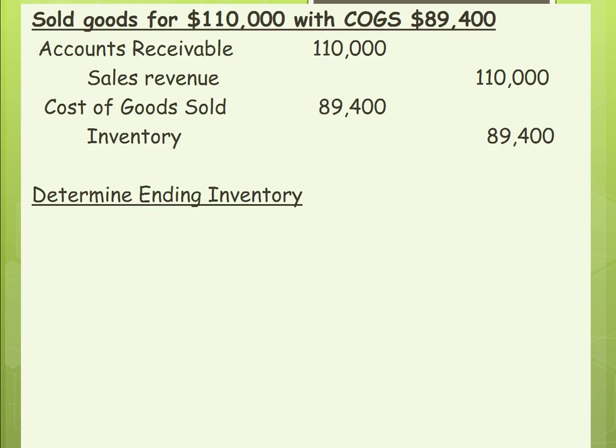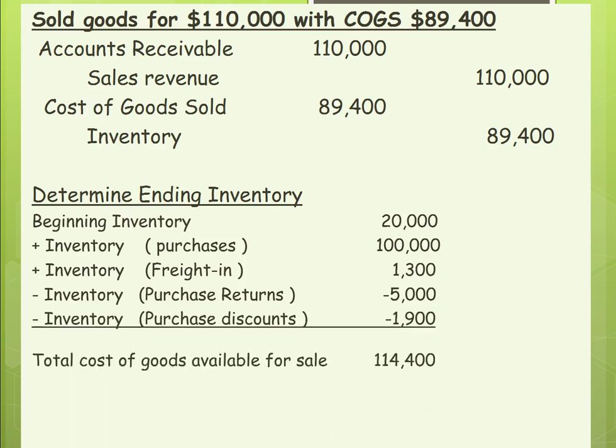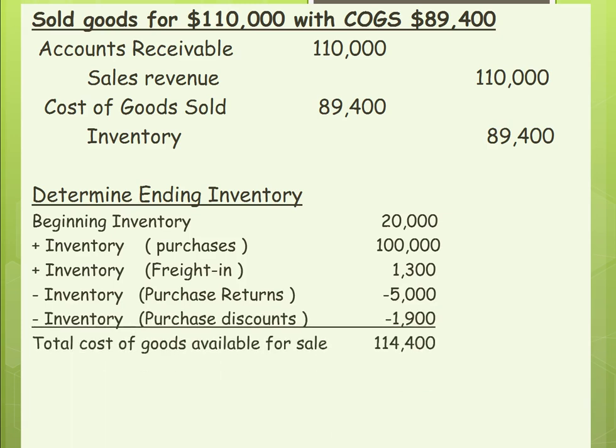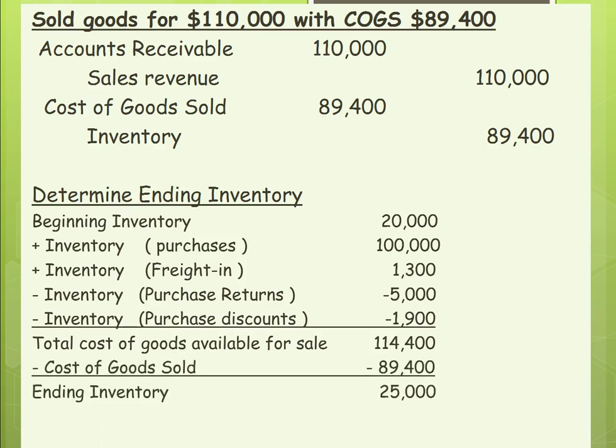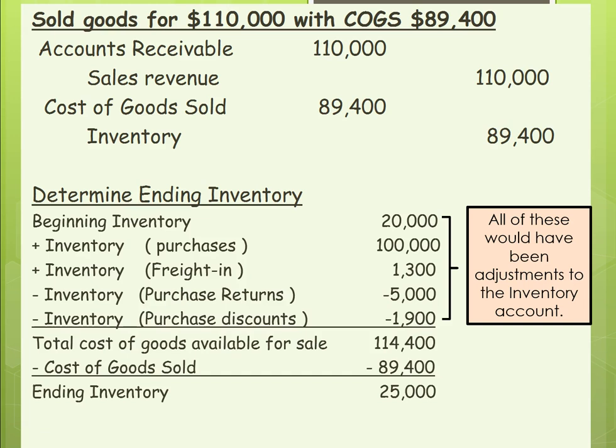Now, when we make a sale, we're going to book the revenue, set up the receivable, and then we're going to take it out of inventory and take it to cost of goods sold. Now, determining ending inventory. Well, here's what would happen. All of these transactions would have affected our inventory account, and this was our total cost of goods available for sale. We subtract out our cost of goods sold, and we have ending inventory of $25,000. All of these transactions would be in our inventory account.